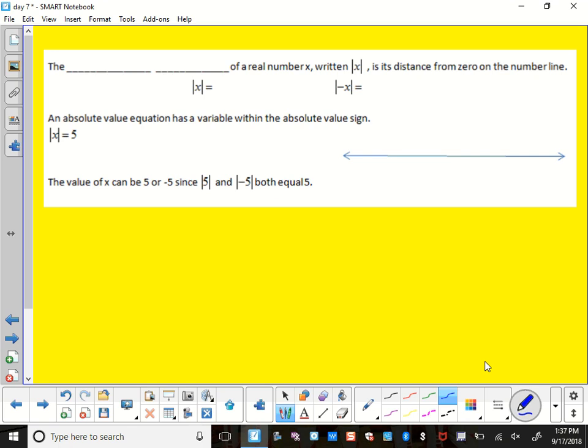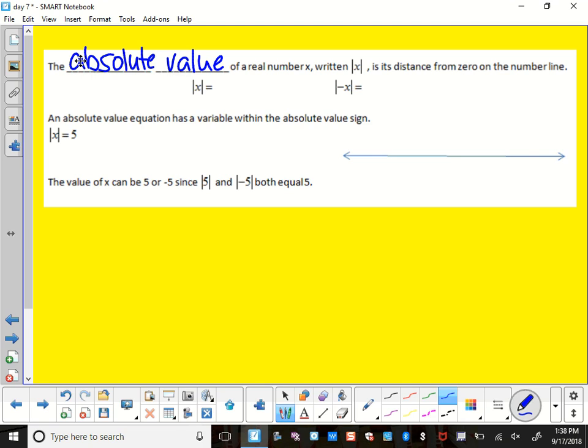Absolute value, you guys have done this before, but it is about... So the absolute value of a real number, which is x, can be written between two bars. It is the distance from 0 on a number line. So absolute value is always, always, always what?